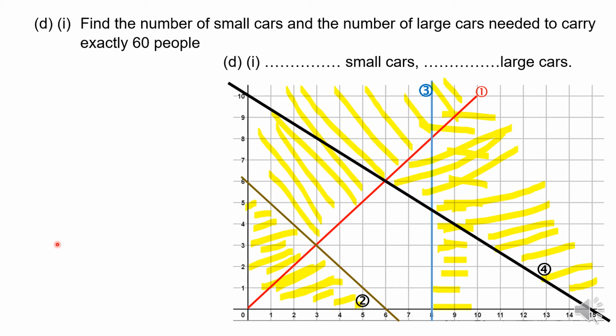Okay, so we are supposed then to find the number of small cars and number of large cars needed to carry exactly 60 people. So exactly 60 people, so 4x plus 6y. So you have to pick points. Now you can pick your points, but you don't have to go so far to find those points. You can then choose a point. It's either you choose the point 6,6 or you choose the point 3,3. You don't have to choose all of these other points that are in here. You choose the one higher up.